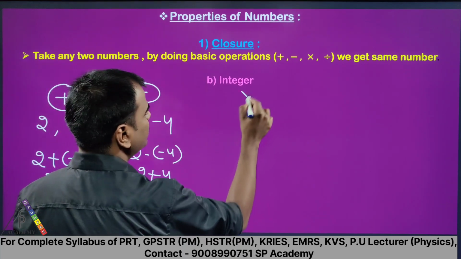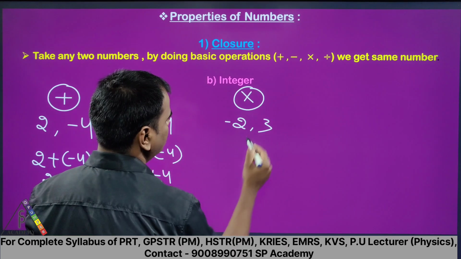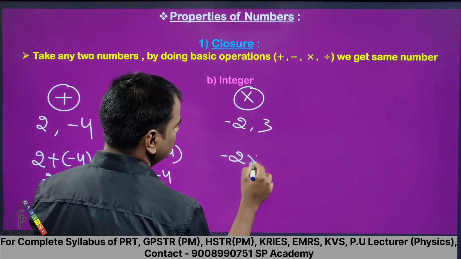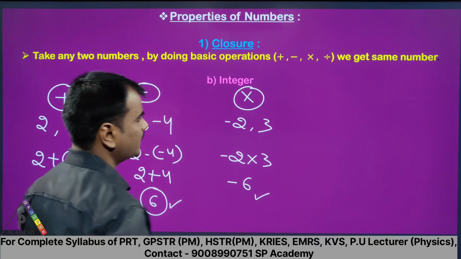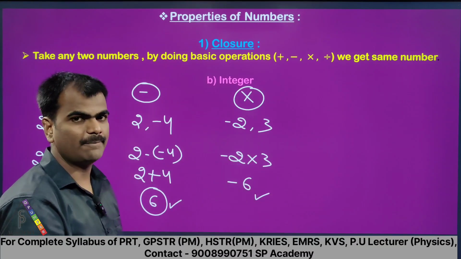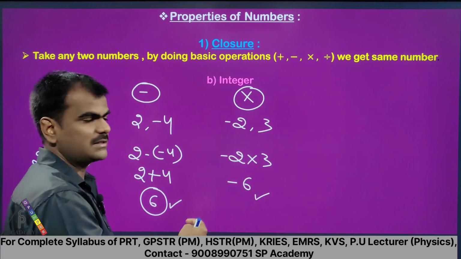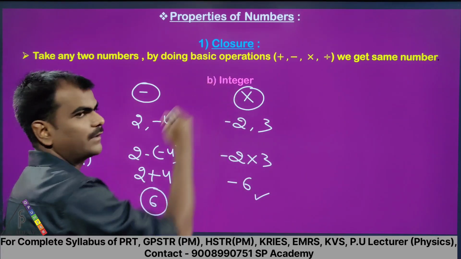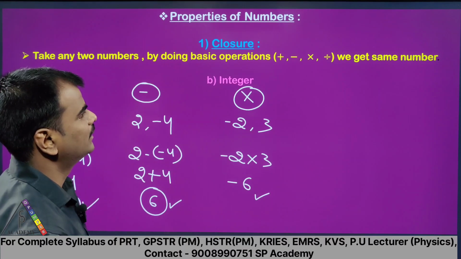Now we'll take the multiplication. Again, -2 and 3. Therefore, -2 into 3 is -6. This is also an integer. Therefore, multiplication is valid. When you multiply two integers, we'll get another integer. And when we multiply integers and get an integer again, the closure property under multiplication for integers is valid.